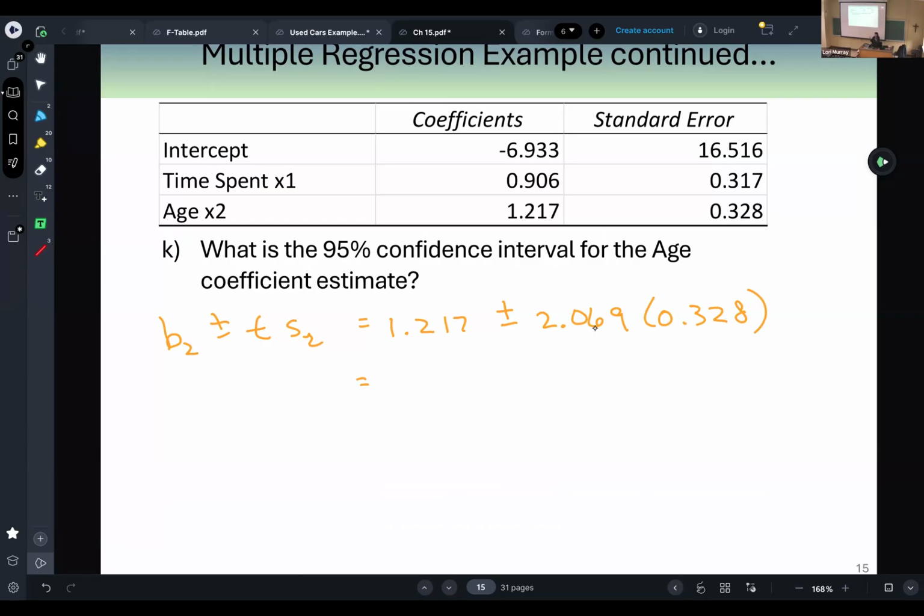And then we can see the magnitude of the lower value. So the lower value I get is 0.538. So it's good. It's not like it's really, really small. It's not 0.00001. It's still far from zero. So it's 0.538 to 1.896.